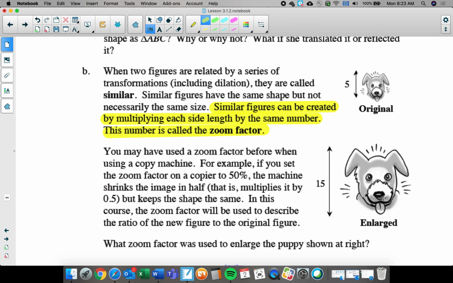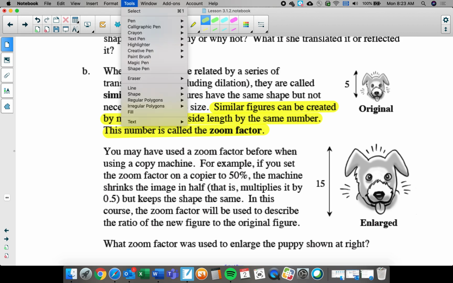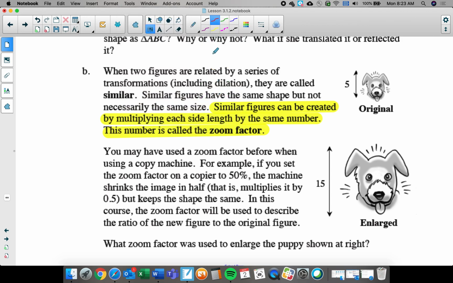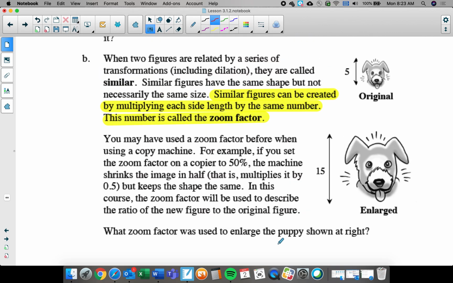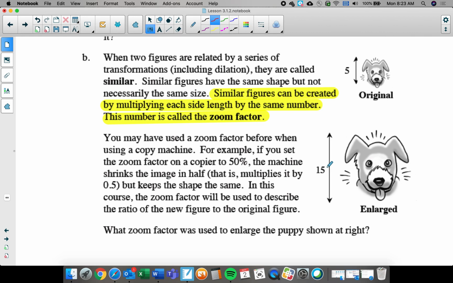So if you take a look off to the side here, if this is the original and the height of this shape is 5 inches, 5 centimeters, doesn't matter, and then it's enlarged, so now that it's 15, the zoom factor, the scale factor at which we are enlarging this, we are not adding 10, we are multiplying by 3, okay? And that's the idea of a scale factor, is how many times larger is it, not what can I add, okay? So that gives you an idea.